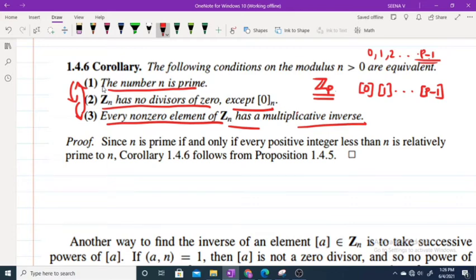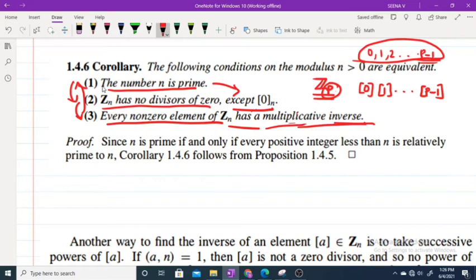Also, Zp has no divisors of 0, because by the previous theorem, 0 divisors are those elements that are not relatively prime to p. Here every element is relatively prime to p. That means it does not have a 0 divisor. Then clearly every element of Zn has a multiplicative inverse. Zn has no 0 divisor means every element has a multiplicative inverse.